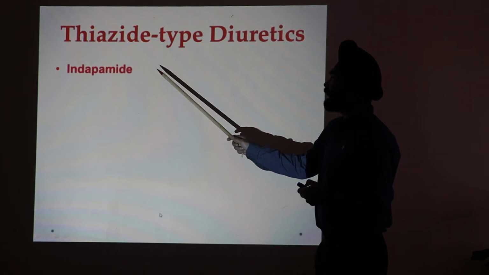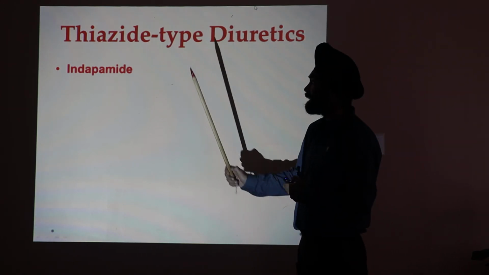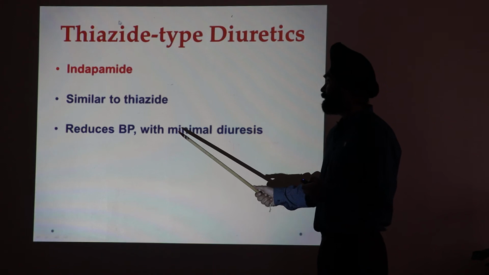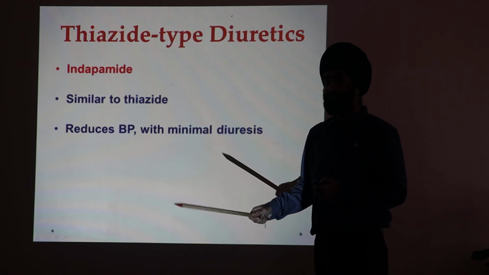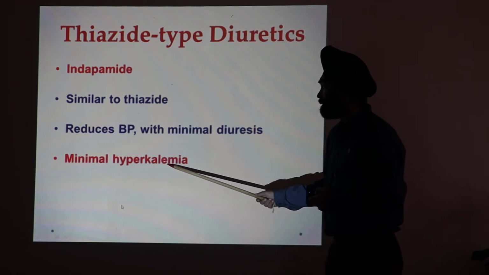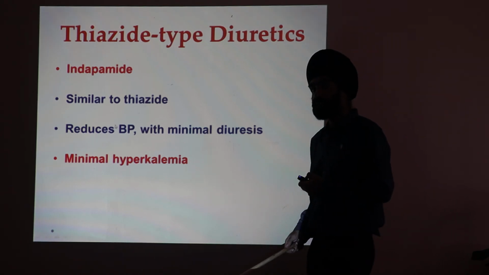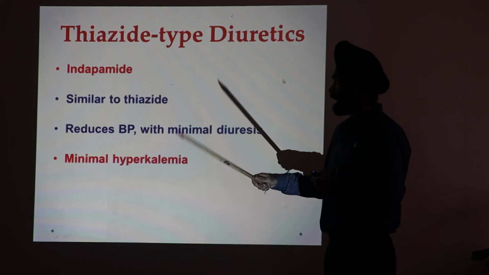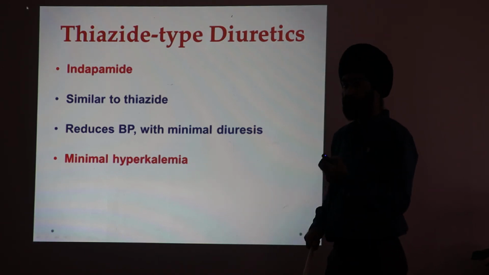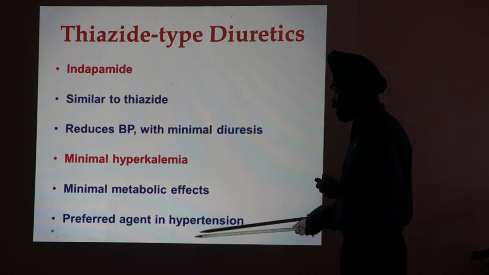Now there is another category, thiazide type diuretics. They are similar to thiazides, like indapamide. This is very similar to thiazides. It reduces the BP with minimal diuresis. So obviously its mechanism is again the reduction in the peripheral resistance. Another advantage is that it produces minimal hypokalemia. Potassium levels are not altered. Potassium levels generally remain the same. The thiazides, particularly, were producing hypokalemia. These do not cause hypokalemia, and they have minimal metabolic effect. So this is the preferred one.